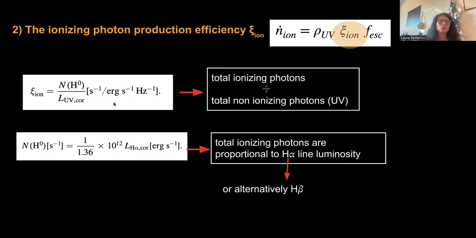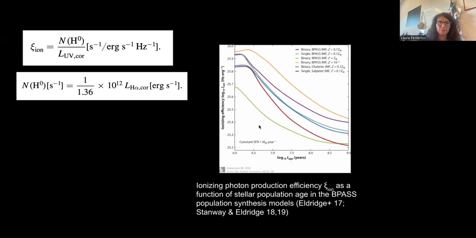So how do you determine the photon production efficiency? It is basically the total ionizing photons divided by the total non-ionizing photons. And the total ionizing photons are taken proportional to the H-alpha luminosity, okay? Because basically these photons are emitted, and then they go and excite the H-alpha luminosity. Or alternatively, another Balmer line, H-beta.